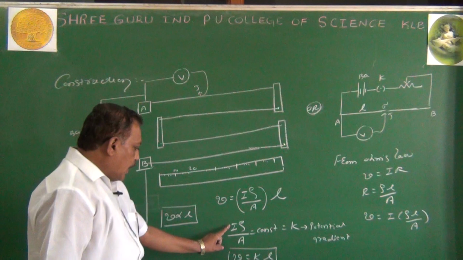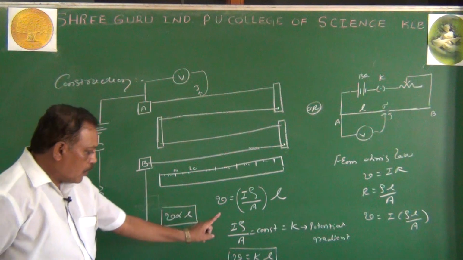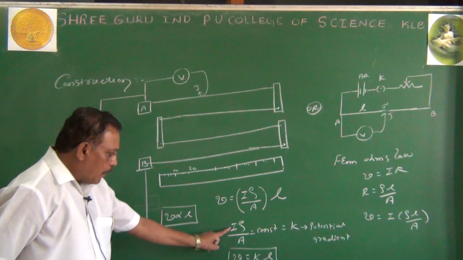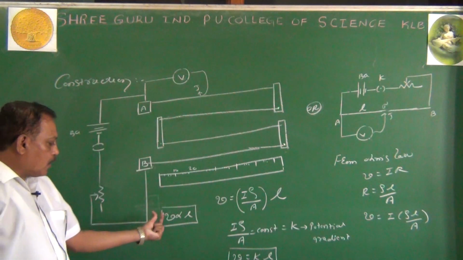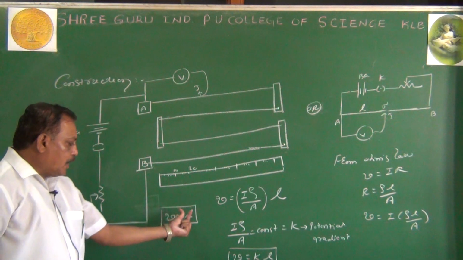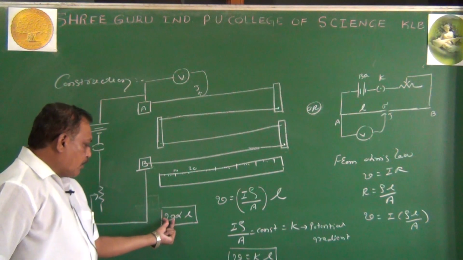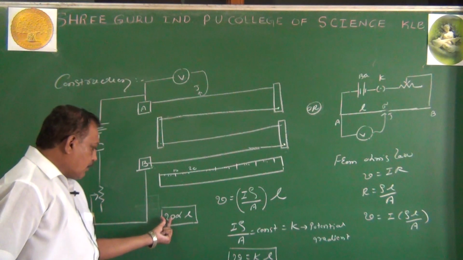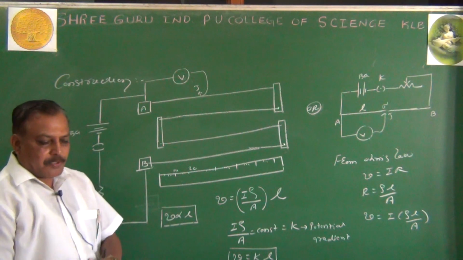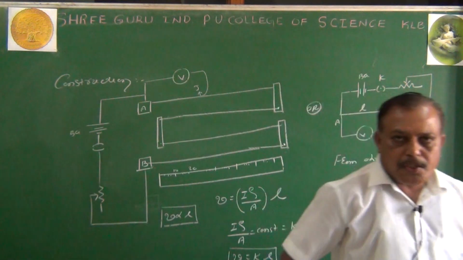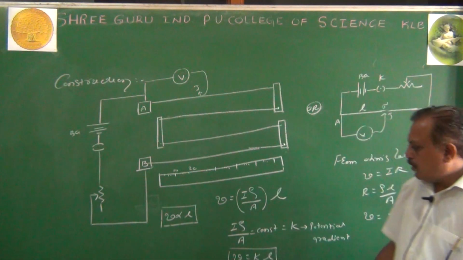When a constant current is passed through a wire of uniform cross-section area, then the potential difference along the length of the wire is directly proportional to its length. The potential difference between the two ends of the wire is nothing but V is directly proportional to L. Now this is our principle of potentiometer, and this is the verification of the principle of potentiometer. Finally we come across V is directly proportional to L. Now this is our concept.